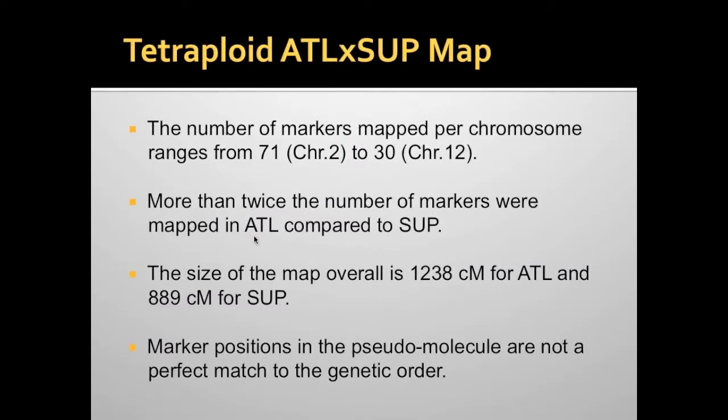Well, this is a summary of the map. We have between 71 and 30 markers per chromosome. We have more than twice the number of markers in Atlantic than Superior. The size of the map is also larger in Atlantic than Superior. And the marker positions are not in perfect match with the genetic order in the linkage map.